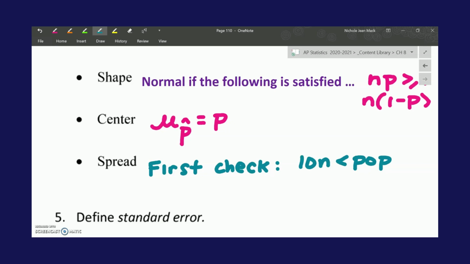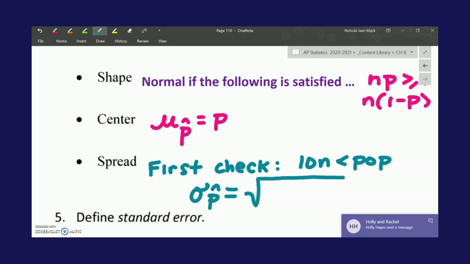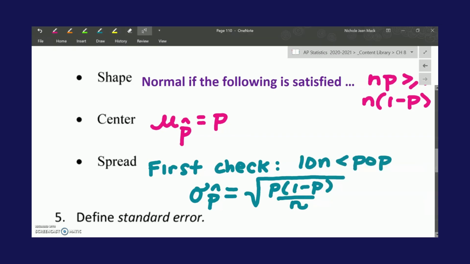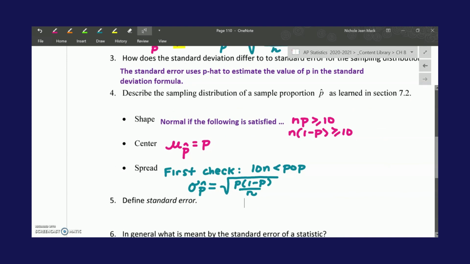So you first have to check independence, and if that works, then you can do your standard deviation of p hat, which, remember, from above is the square root of p times 1 minus p over n. So all of this is kind of coming together from our discussion in 8.1.